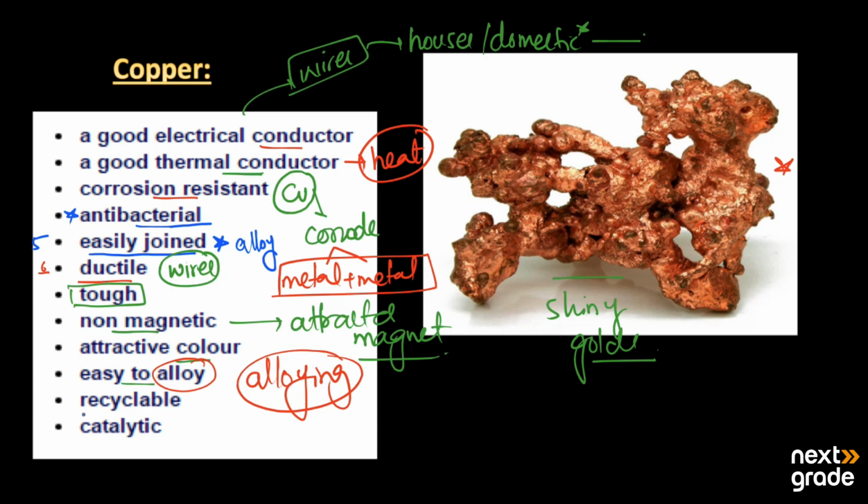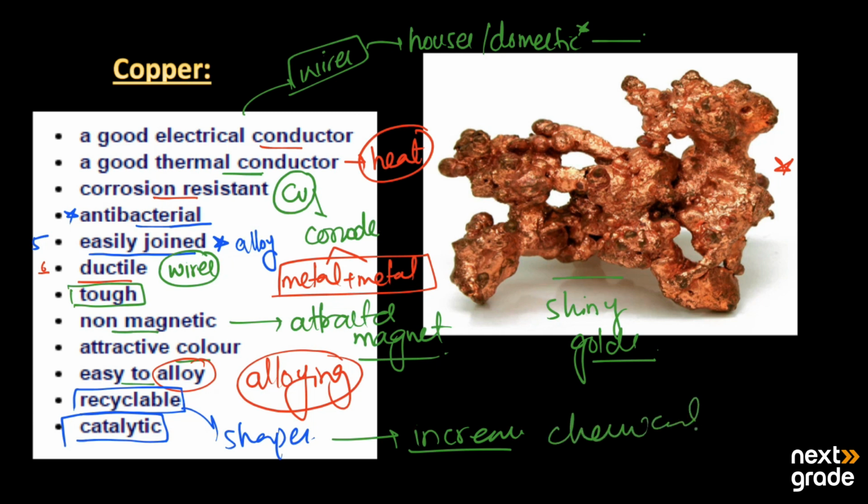It is easily recyclable, meaning if it gets used in one way, then it can be used again by changing its shape or by simple processes. The last one is that it is catalytic. Catalytic means it is used in chemical processes to increase the rate of a chemical reaction. It can be used as a catalyst for many processes.